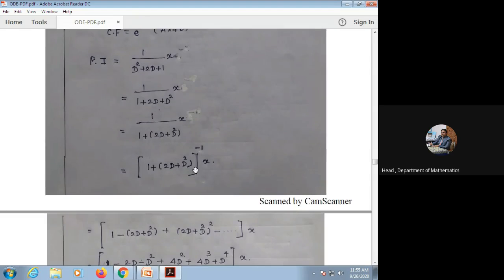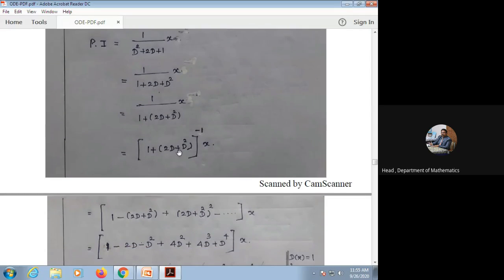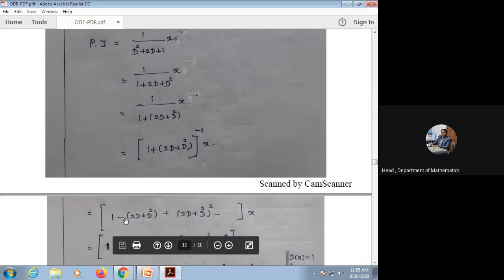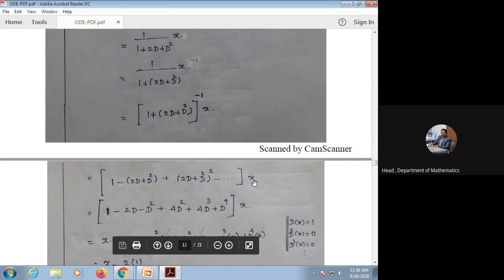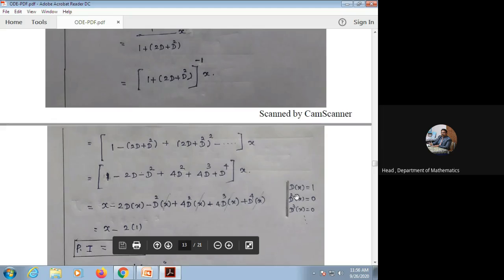Here the x value is 2D plus D squared. Therefore, the formula is 1 minus x, that is, (2D plus D squared) plus x squared, meaning (2D plus D squared) whole squared, minus up to etc., into x. We know the derivative of x is 1. The second derivative of x, we get 0, and the third derivative of x and other terms, we get 0.